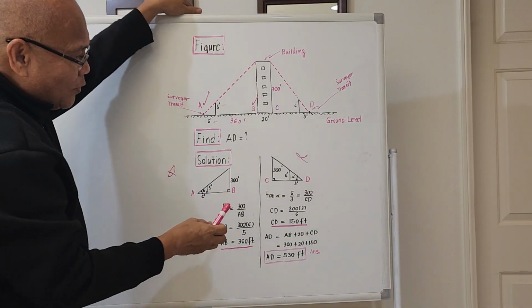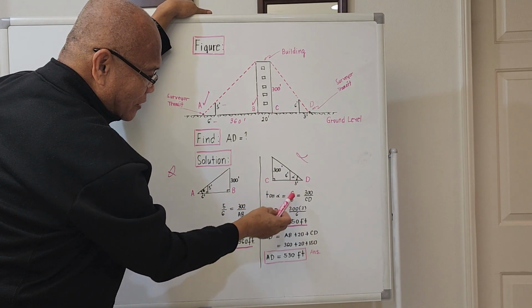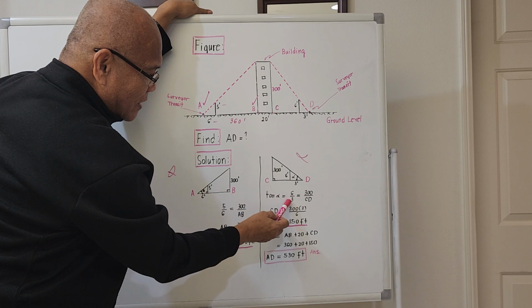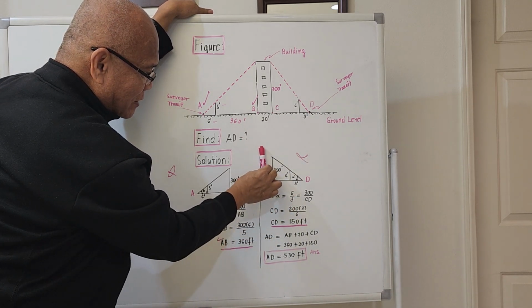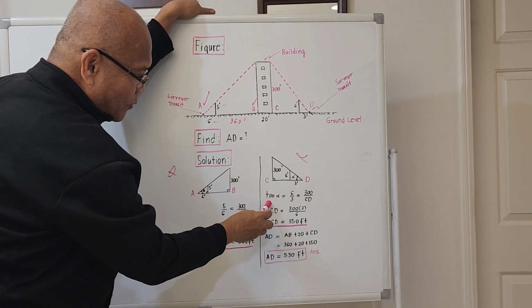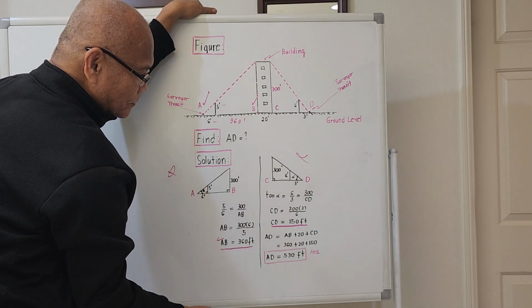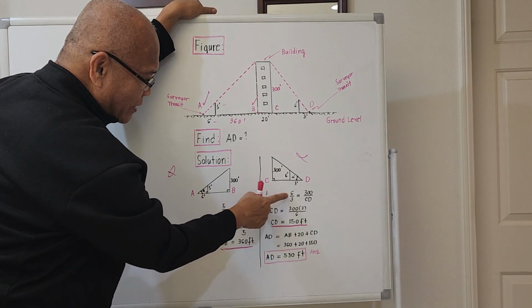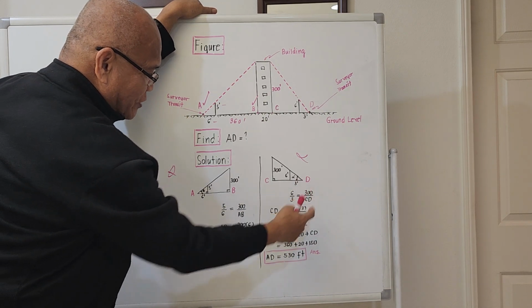We take again the tangent of alpha. The tangent of alpha will be opposite over adjacent. So considering the smaller right triangle, it will be 6 over 3. And this should be equal to, considering the bigger right triangle, 300 over CD. So tangent of alpha is actually 6 over 3, and 6 over 3 will be equal to 300 over CD.